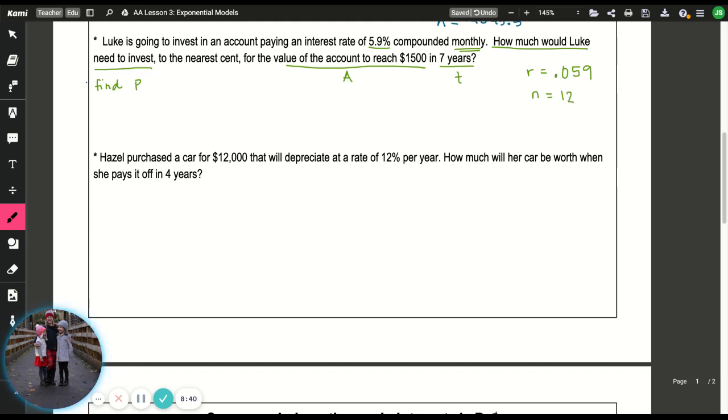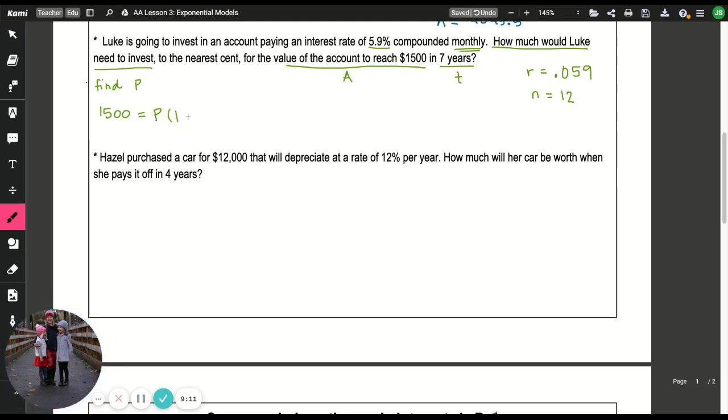So try to go through and label everything. Like if you're stuck, if you don't know exactly what to do, try to label everything and then put it into the equation and see if you can kind of figure out what you're supposed to do from there. So our end amount is $1,500. This time they're telling us how much we want to have. Maybe we're trying to save up to buy something. Equals, we don't know what our initial amount is. We need to figure out how much we should put in the bank to start saving.